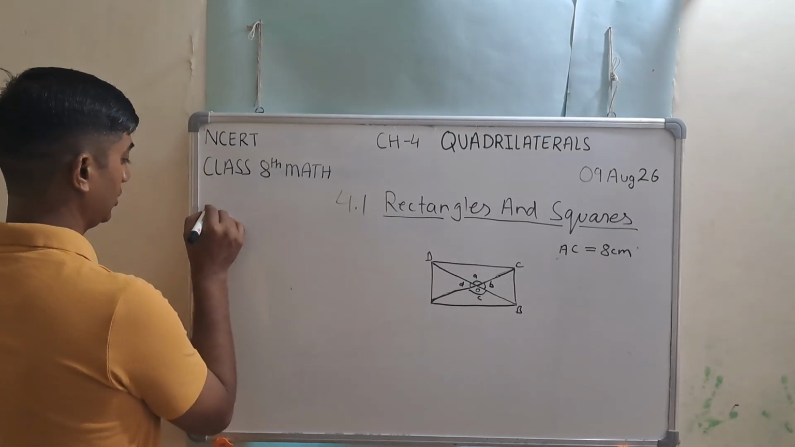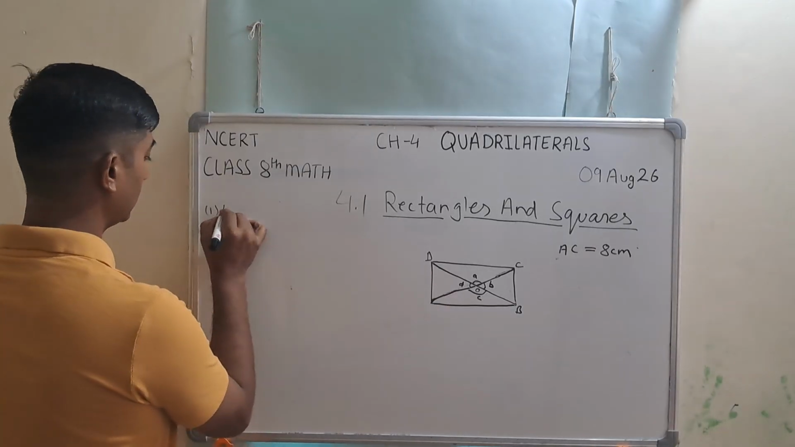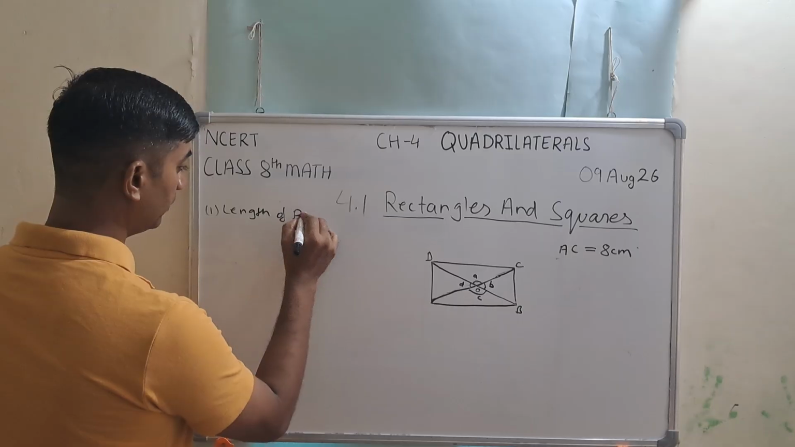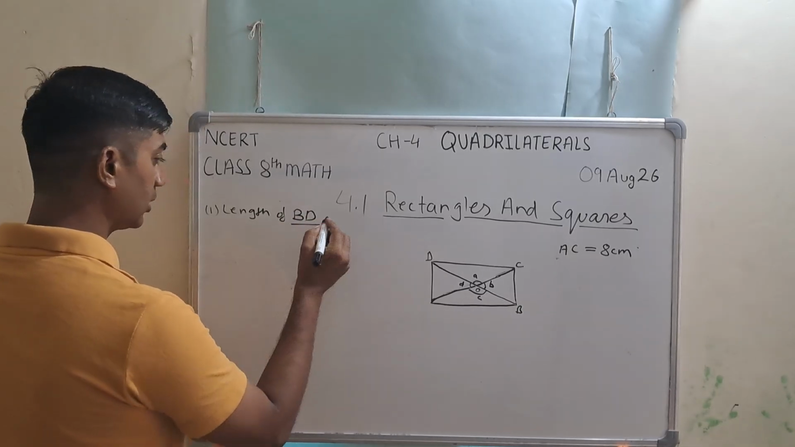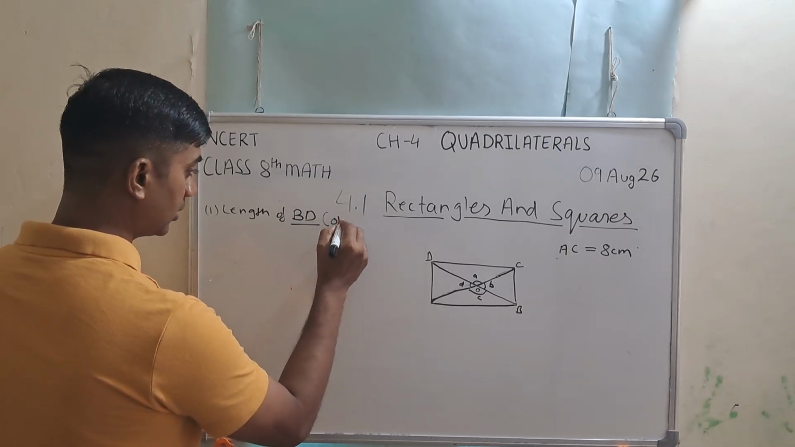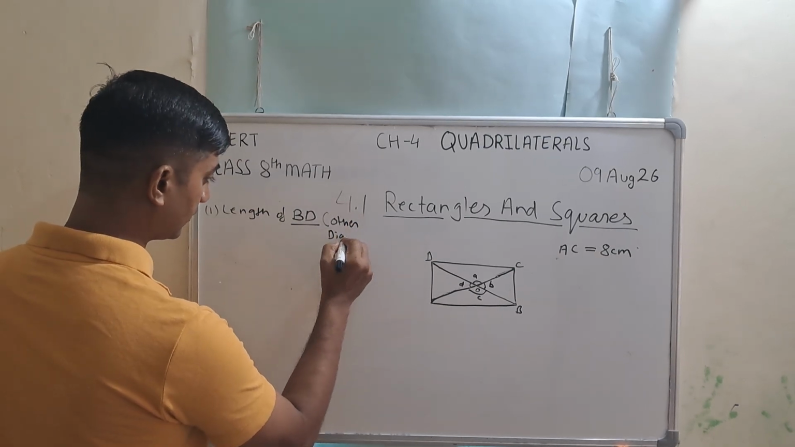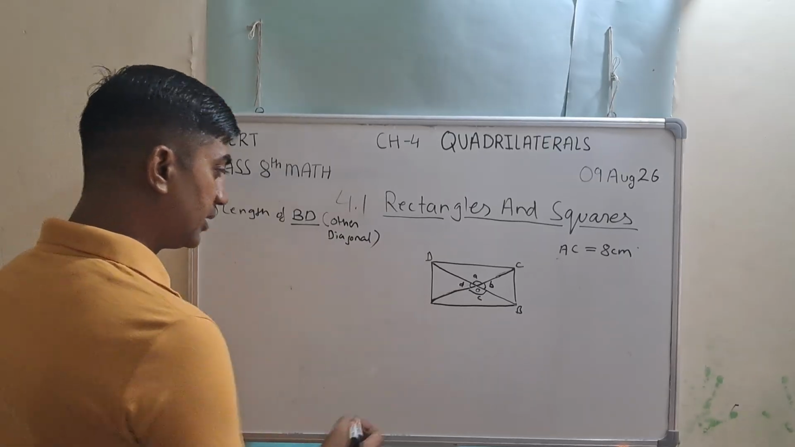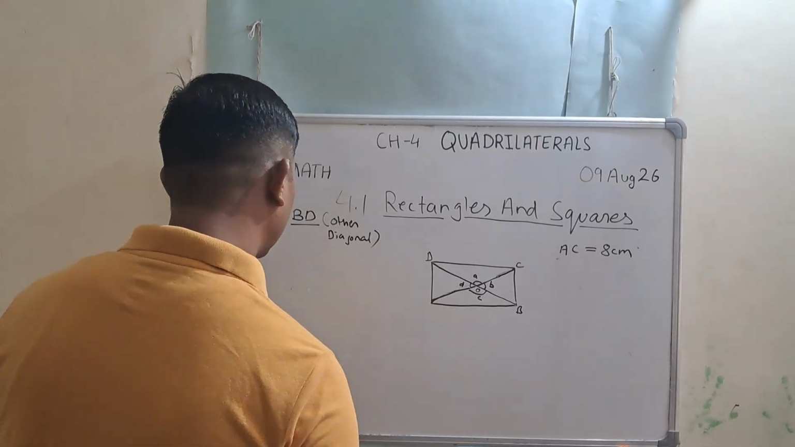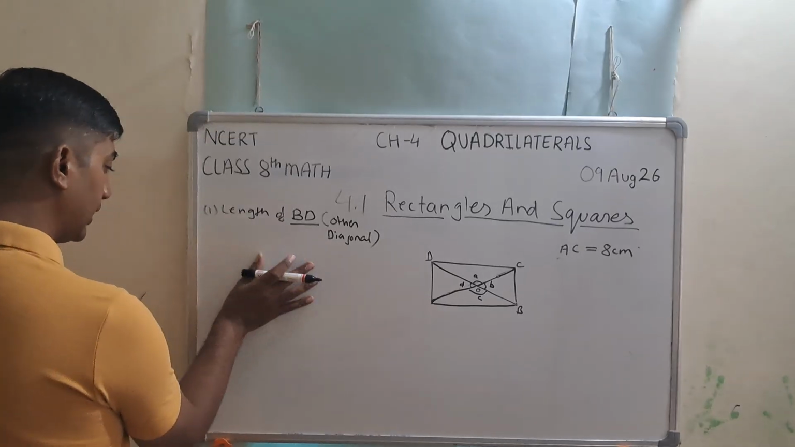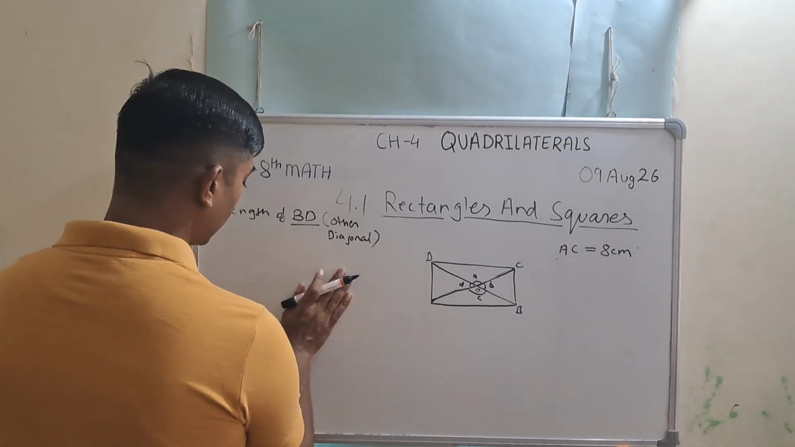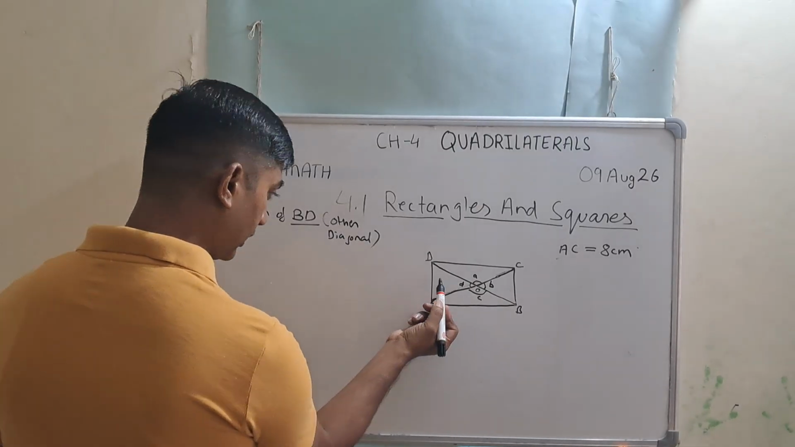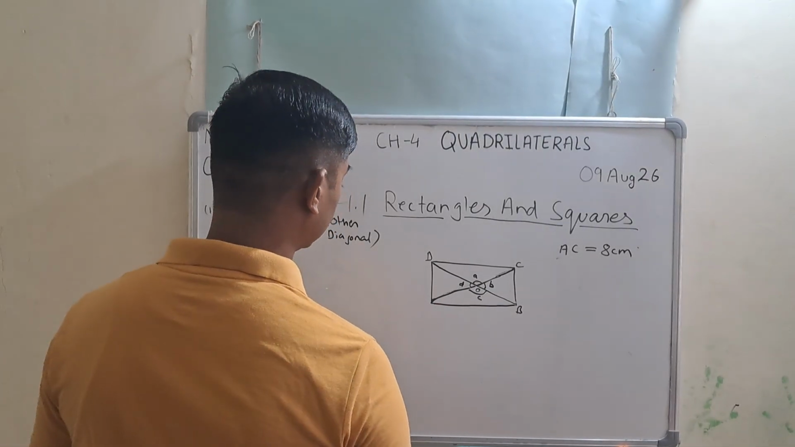Number one is the length of BD, which is our other diagonal. How will we check this? We'll take two triangles. We will use the congruent triangles property, and then we will try to find out the length of BD.